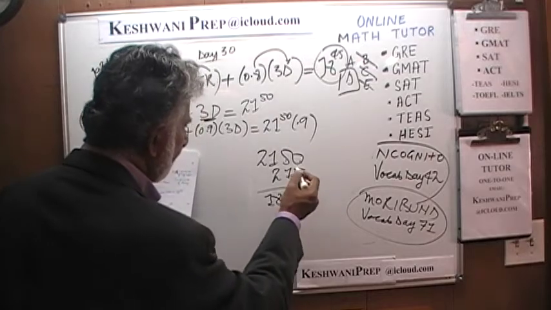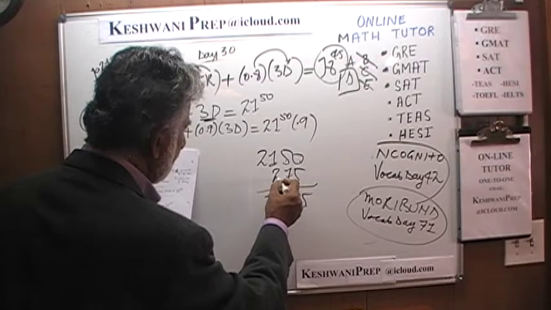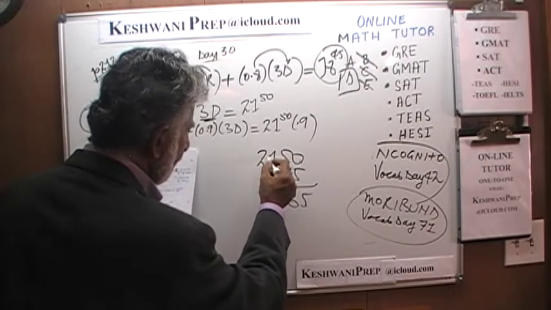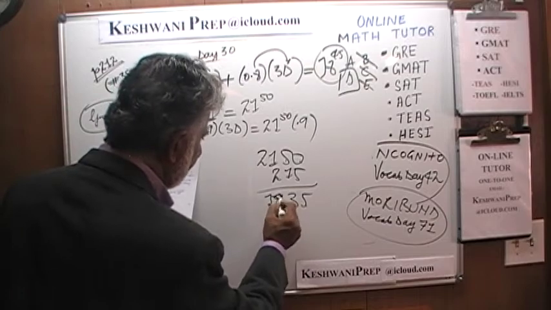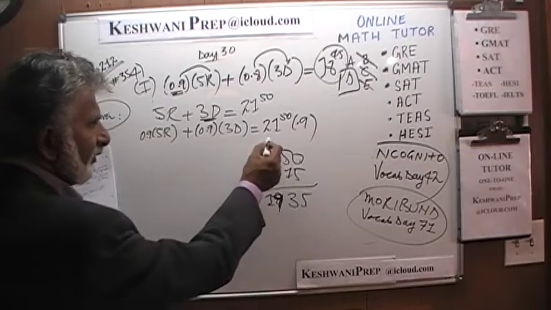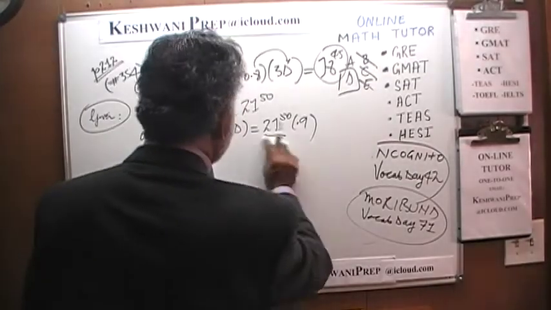So that's a 5. 4 minus 1 is 3. 10 minus 2. Oh, we didn't borrow anything. We didn't borrow anything, so it's 21 minus 2 is 19. This is 1935, which represents 90% of that amount. Let's write that there, 1935.